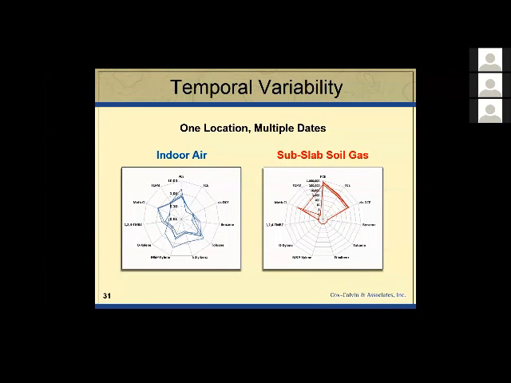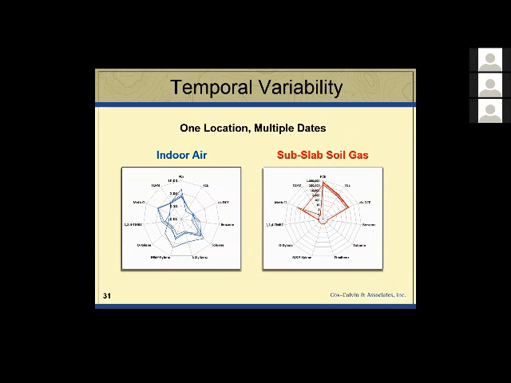Just to compare temporal and spatial variability, I don't have time to go into these radar plots. I've given a couple presentations and I can send you information if you'd like. But this is a method I came up with to compare subslab and various kinds of soil gas very quickly. Just focus for now on the polygon shape. The concentrations are lowest in the middle, and highest on the outside on a logarithmic scale. You can see the indoor air, which are the blue polygons on the left, are fairly variable.